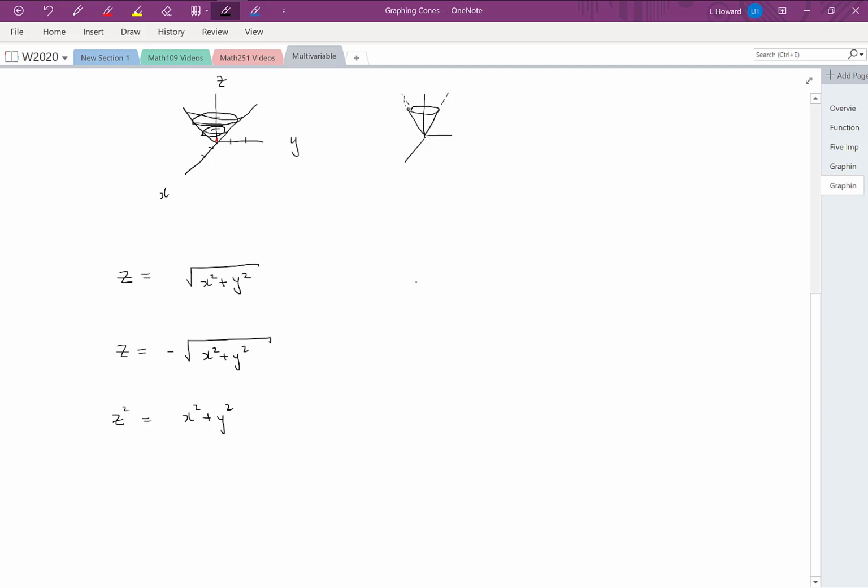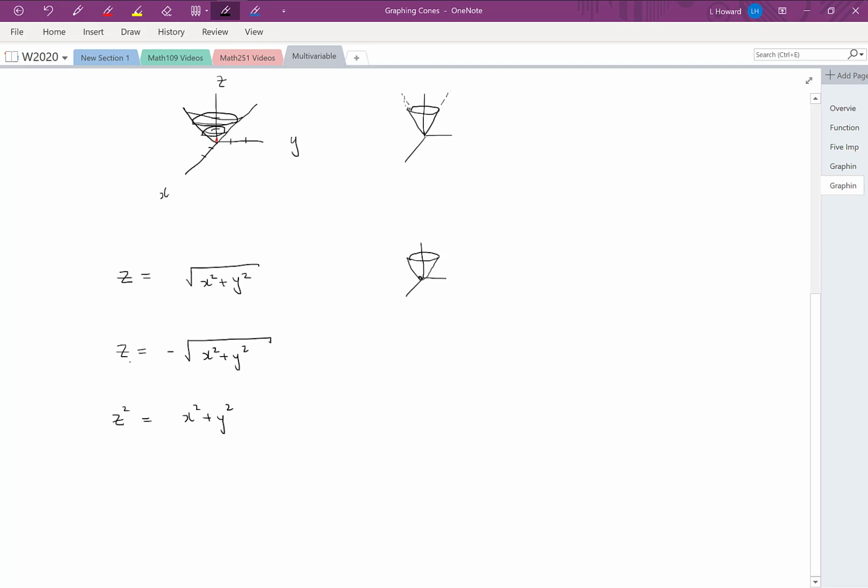So just to recall what we said above, if you see the equation z equal root x squared plus y squared, automatically now you want to think to yourself, oh, yep, that's a cone with vertex at the origin and it's opening upwards. So there's our classic cone.